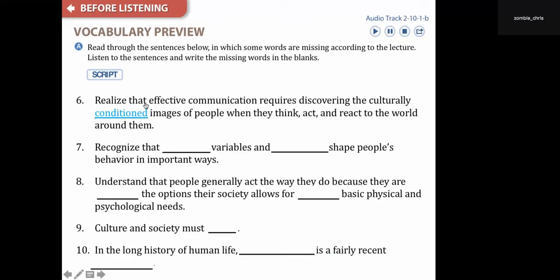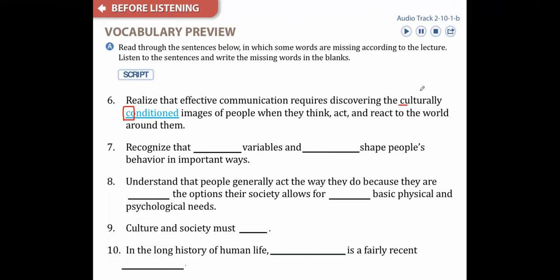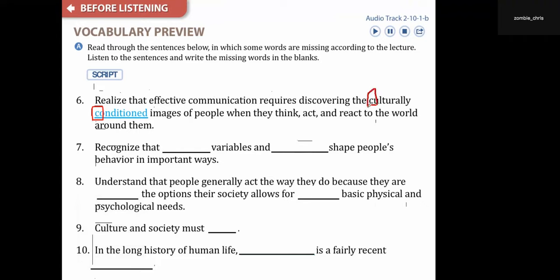Culturally conditioned. Here, the word conditioned means the same as trained. So culturally trained or culturally conditioned images. We have a lot of this in English where oftentimes the first sound will be used. It gives a nice rhythm. We have this idea of euphony, which is the pleasant sound of the language.